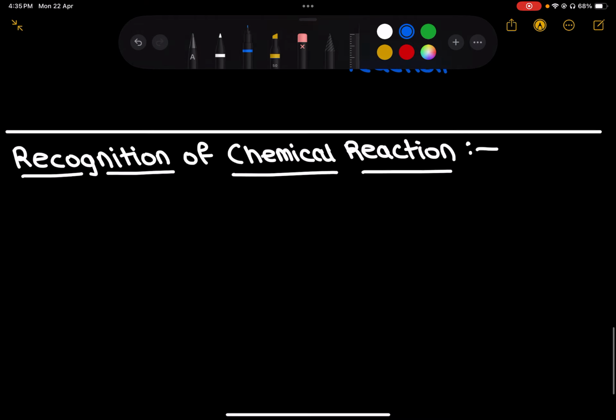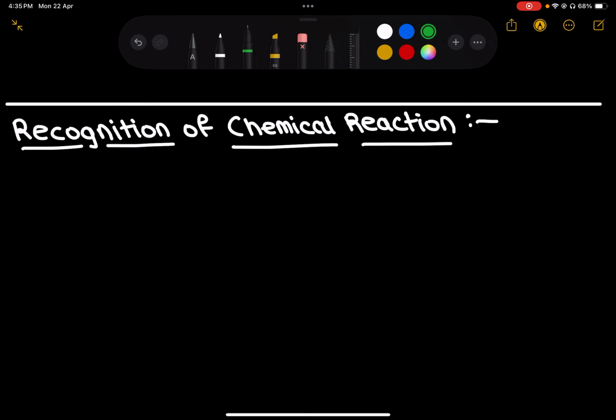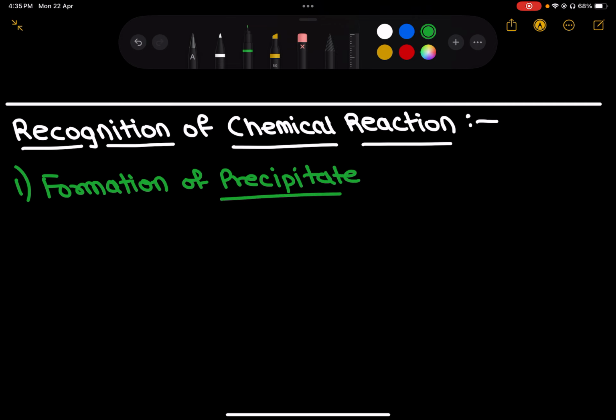Now, moving on, recognition of a chemical reaction. There are 5 ways in which you can recognize that a chemical reaction has taken place. What are those ways? The first one is formation of precipitate. Here a precipitate is basically a solid. It is a solid product which is formed or obtained when the reactants react.